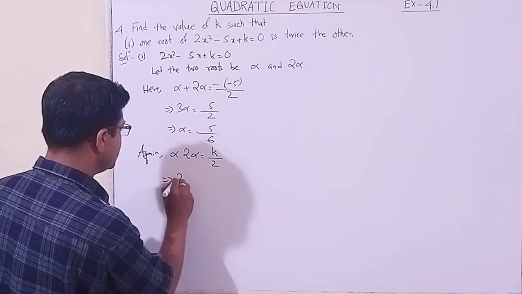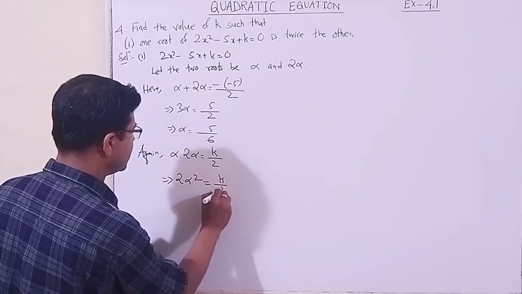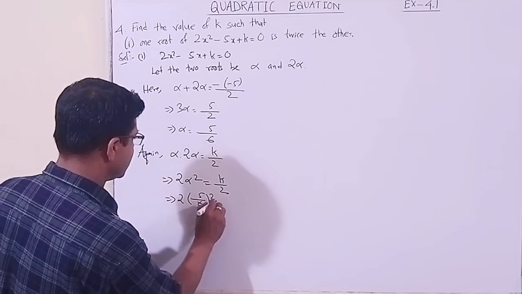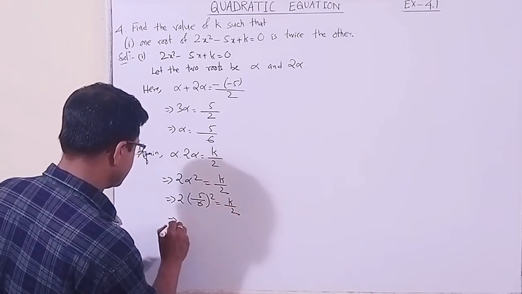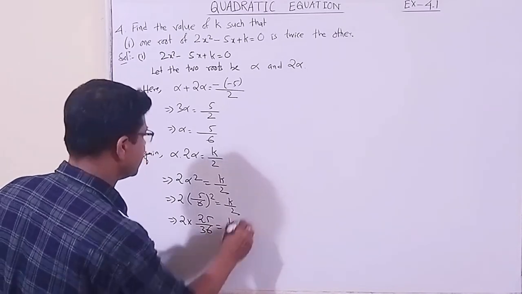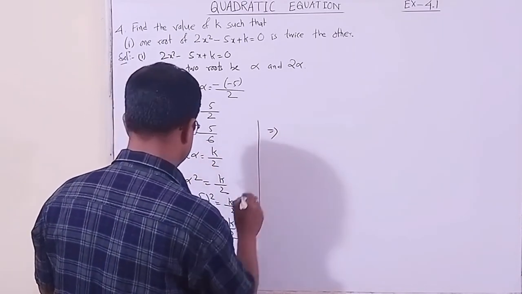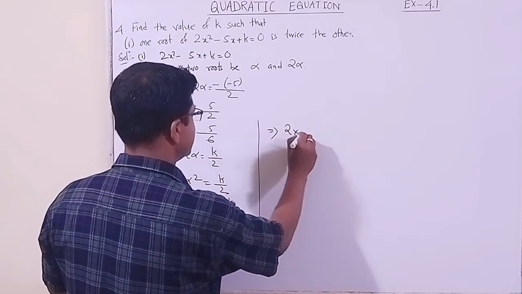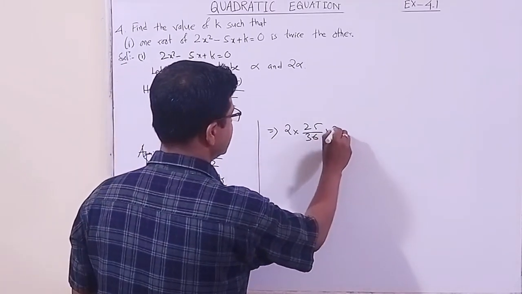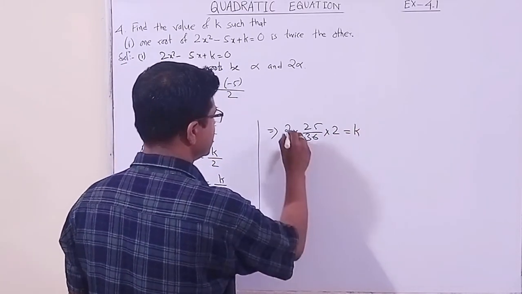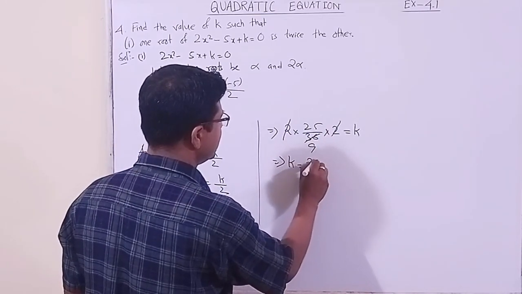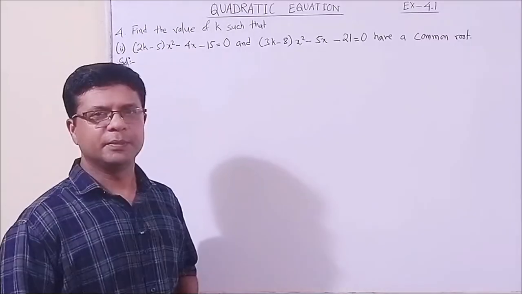So 2 alpha square is equal to k by 2. What is the value of alpha? 5 by 6, its square, equals k by 2. So this is 2 into 25 by 36 is equal to k by 2. Now 2 is divided on this side, so on that side it will be multiplied, into 2 is equal to k. So 2 fours are 8, 4 nines are 36. So k equals 25 by 9. Got it, my beloved students?